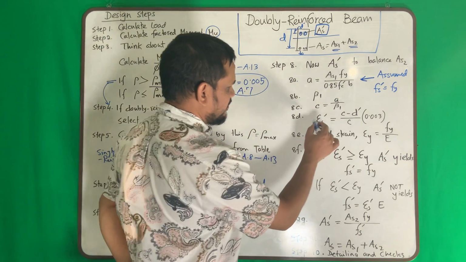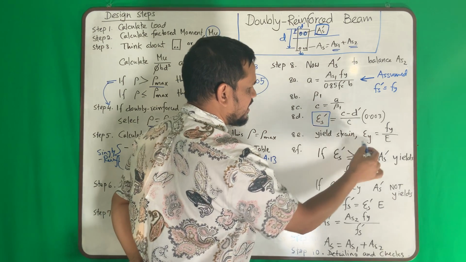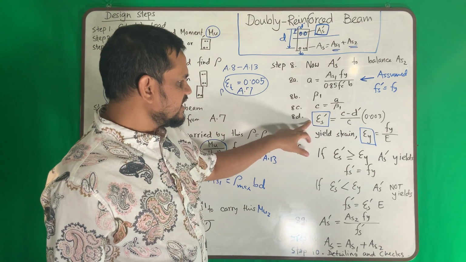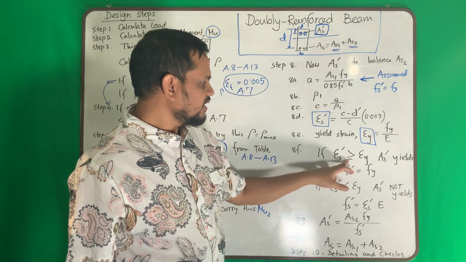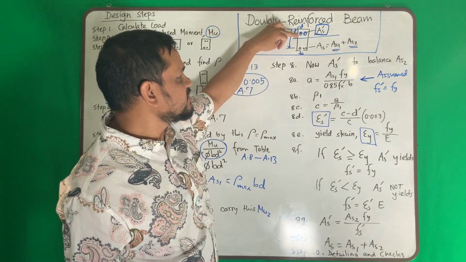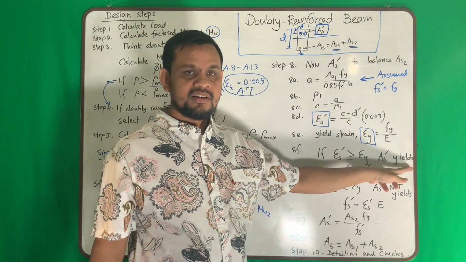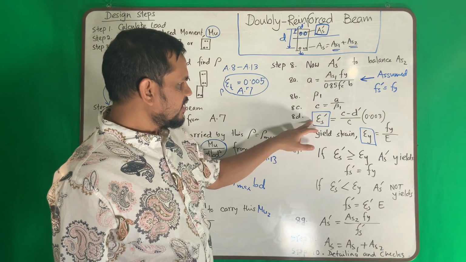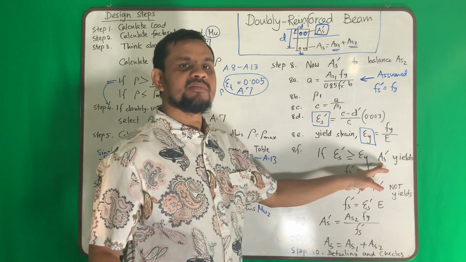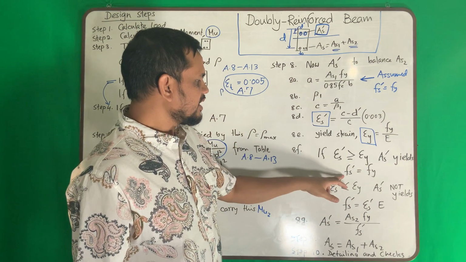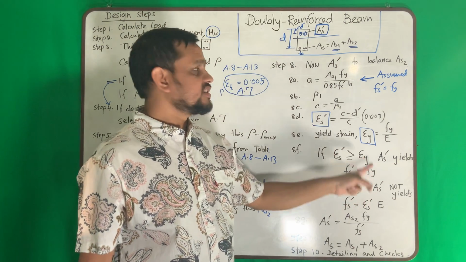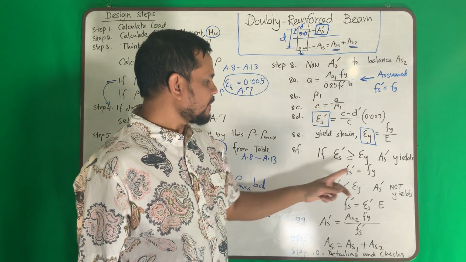Now whatever you calculated here, you have to compare it with the yield strain you found here. If your strain is greater than or equal to this, that means your AS prime, your reinforcement here, yields. If it yields, that means whatever stress you need here, you can use Fy.